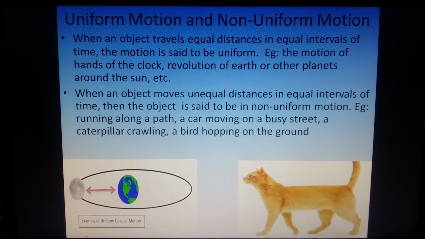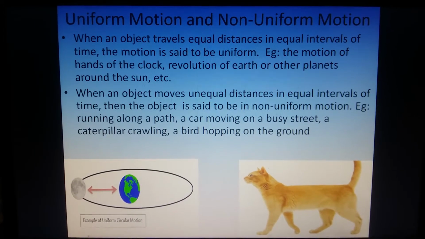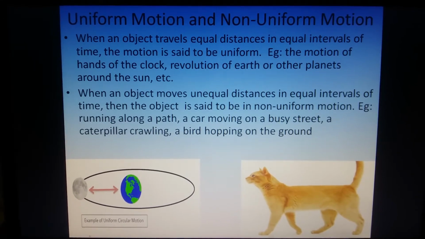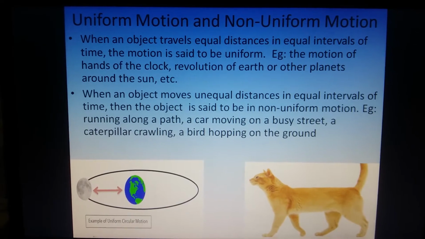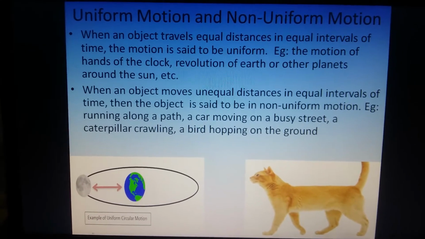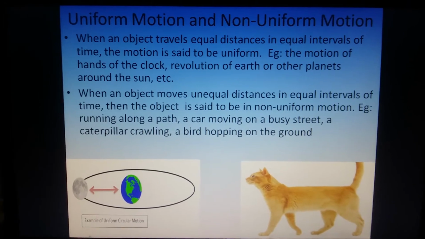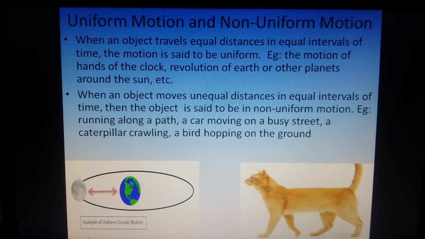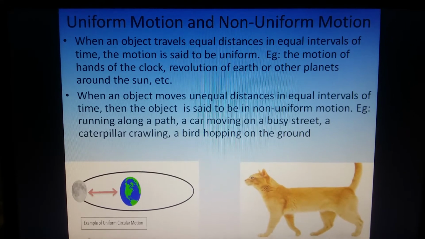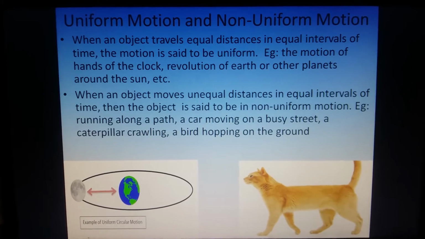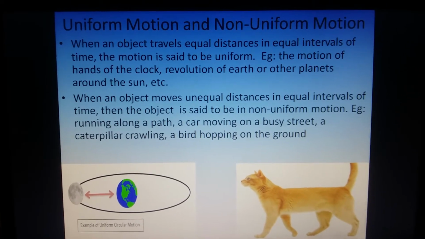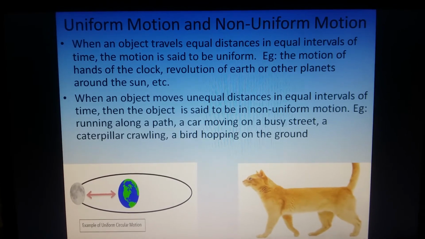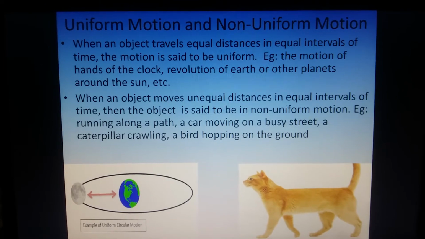Now let us take uniform motion and non-uniform motion. When an object travels equal distance in equal intervals of time, the motion is said to be uniform. For example, if we take the example of the hands of the clock, the hand showing seconds takes one full circle of the clock in 1 minute. So it is covering a fixed distance in fixed time. Every time it will take the same time to cover the same distance.